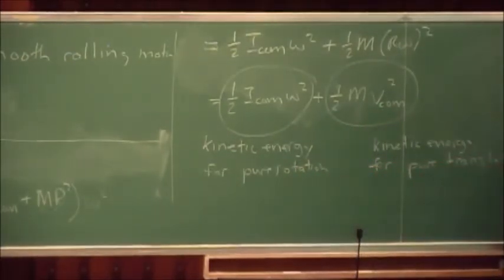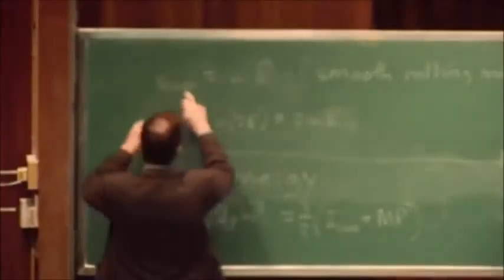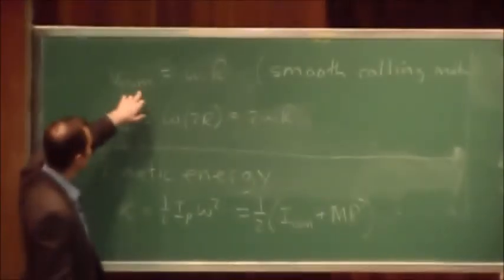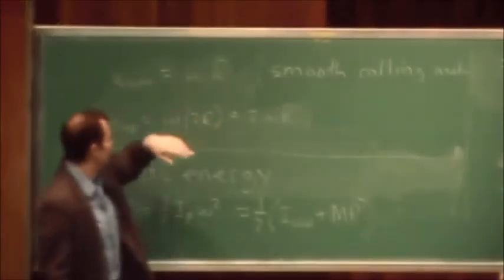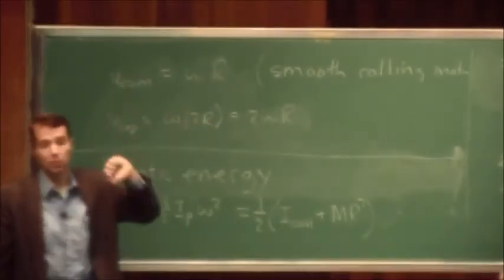So now, for smooth rolling motion, if the velocity of the center of mass is equal to omega r, then what would the acceleration be equal to?